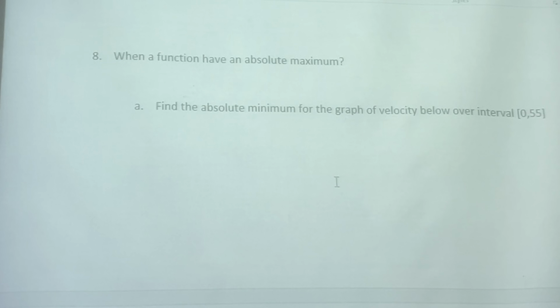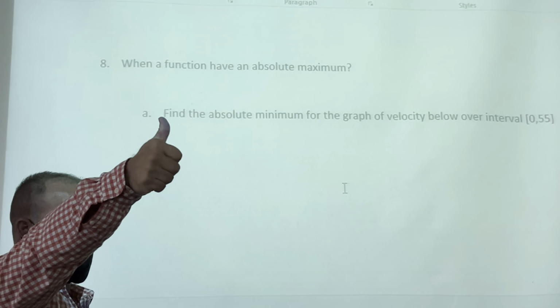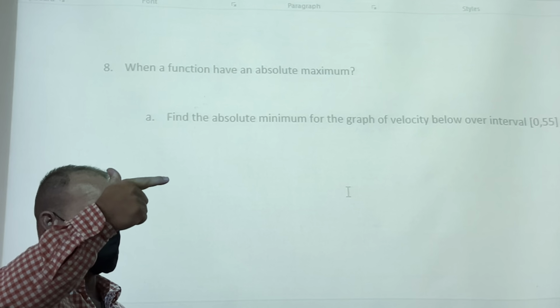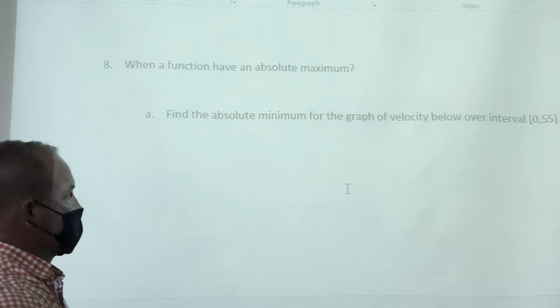When does a function have an absolute maximum? Just the opposite of what we said. You have to look at critical points and you have to look at endpoints, but you only look at the critical points in which the sign changes from positive to negative. Okay?